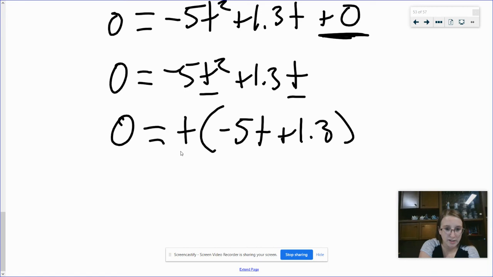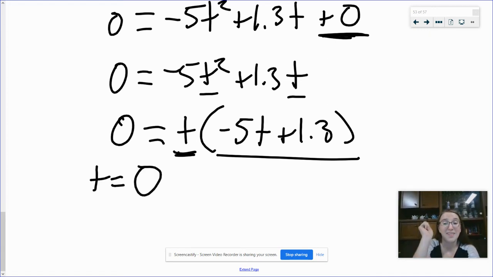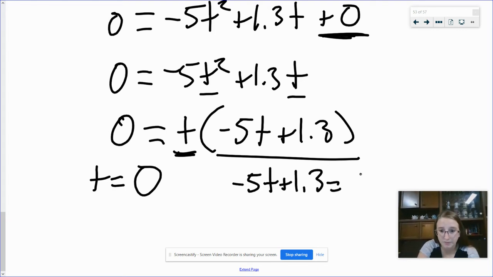So here are my two factors, t and negative 5t plus 1.3. Yeah? So I'm going to set them equal to 0. Hey, look, t equals 0. That makes sense because I have two positions on my parabola where my position is 30, right? I start over here at 30, I come back down to 30. So that makes sense. One of our times is 0 because that's where we start. The other one, we're going to go ahead and set equal to 0 and solve.